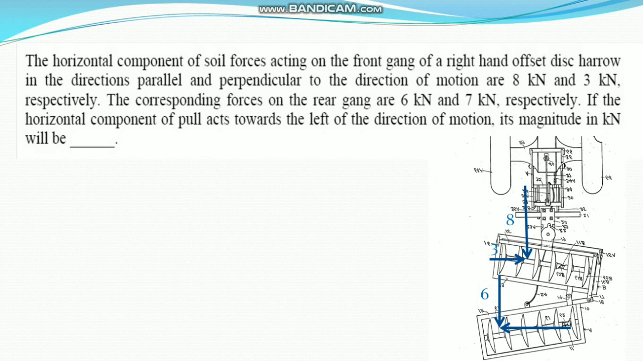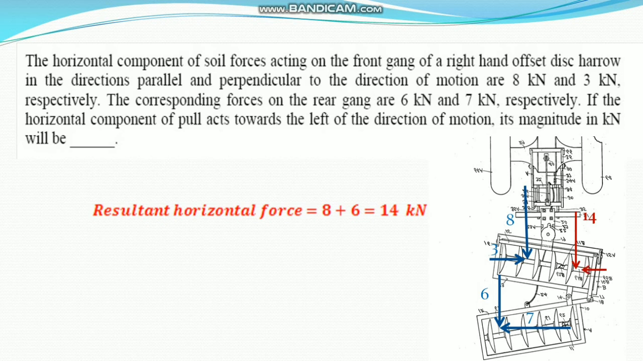Therefore, now we will calculate the resultant force here. The parallel resultant from the two, front gang and rear gang, will be equal to 8 plus 6, because they are in the same direction. That's why the vector quantity will be summed up. So this 8 plus 6 is 14 kilonewton for the parallel force.